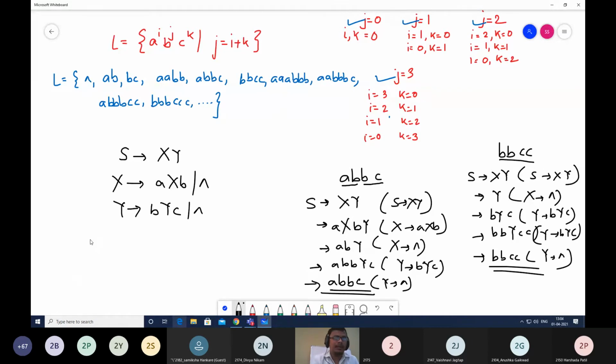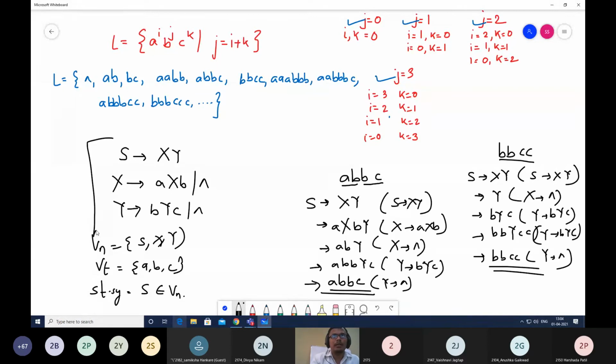So what will be our 4-tuple here? Non-terminals are S, X and Y. Terminals are A, B and C. The starting symbol of our grammar is S, which belongs to the non-terminals. And these are our production rules. Is it clear?